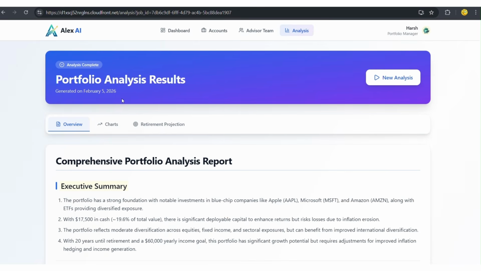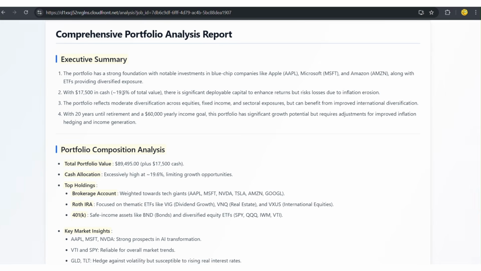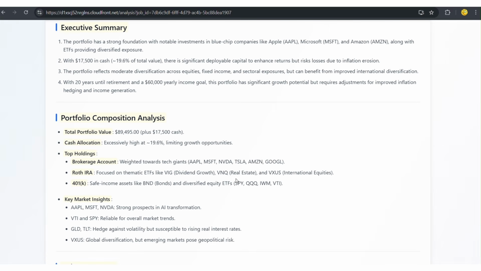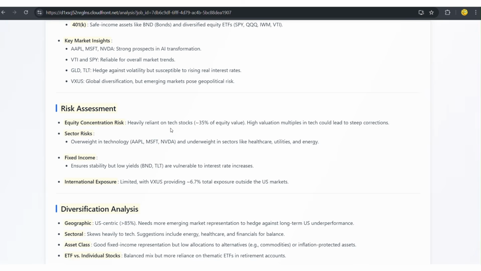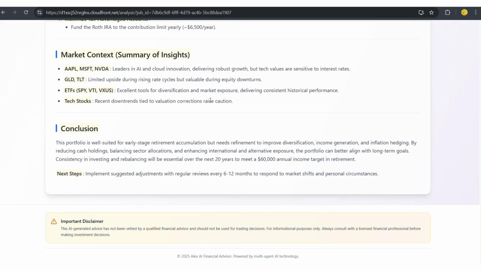Alright, here's our portfolio analysis result, and here's the complete breakdown of the analysis. It explains the overall structure and current positioning of our portfolio along with the risk and diversification assessment. And it also contains the recommendations by our AI agents explaining the high-level actions to improve our portfolio.